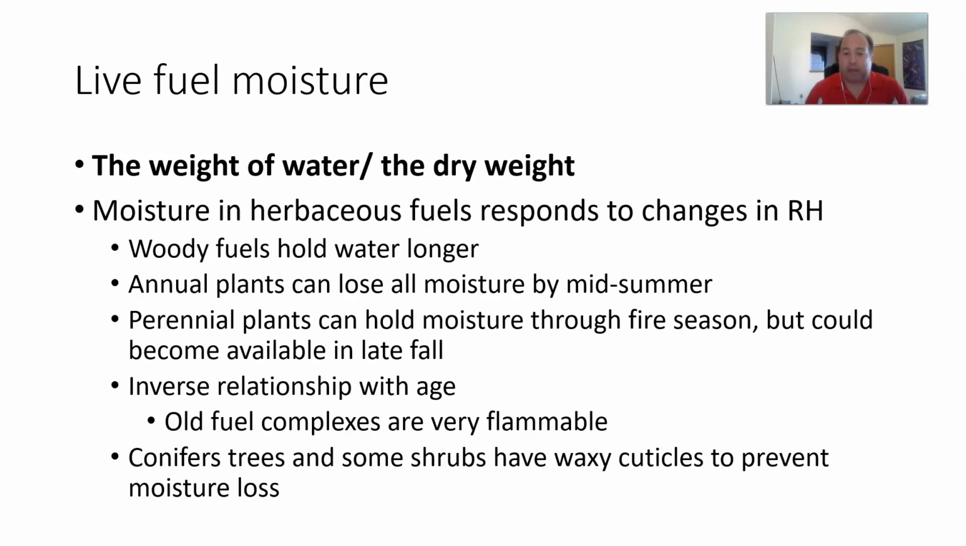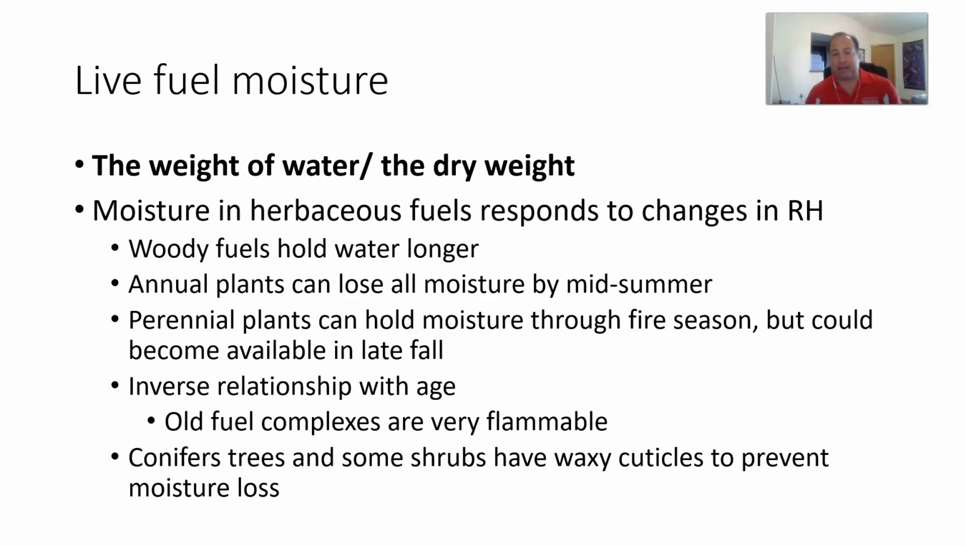Most of the time, annual plants can lose all of their moisture by midsummer. That's why for us here in California, fire season really kicks off. We really start worrying in August, September. That time tends to be really bad because that's when everything is usually dried out. Perennial plants can hold moisture through the fire season, but in late fall, they usually end up losing their moisture.